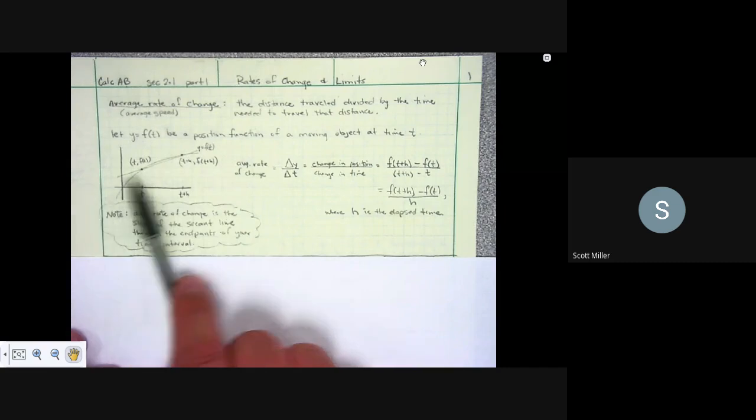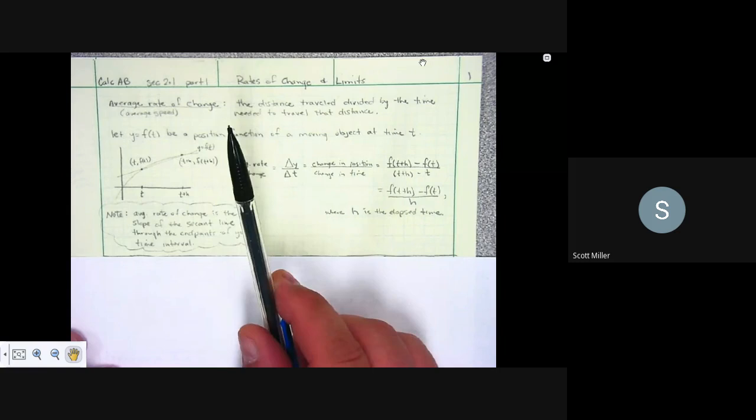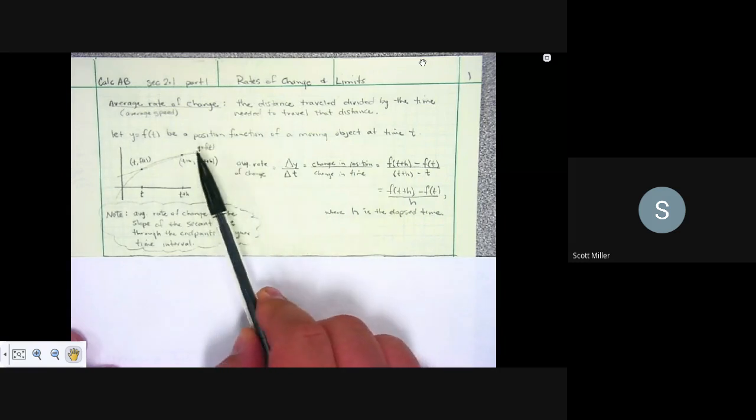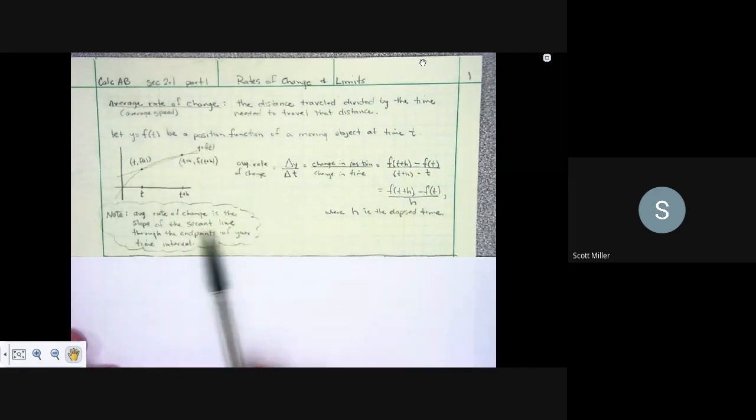So if this was hour 1, this could be hour 2 or hour 1 and 15 minutes or whatever the case may be. If I want the average, then I have a dot here, and the average is literally what's called the secant slope. So if I draw a line between those two dots, that is a secant line. If you didn't know, a secant line is a line that goes through 2 points. A tangent line is a line that touches only at 1 point. And so the average rate of change is literally the slope of the secant line through the endpoints of your time interval. That's how your average is determined.